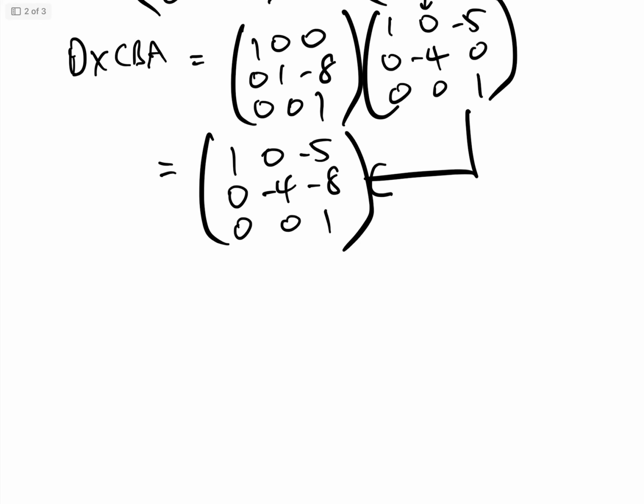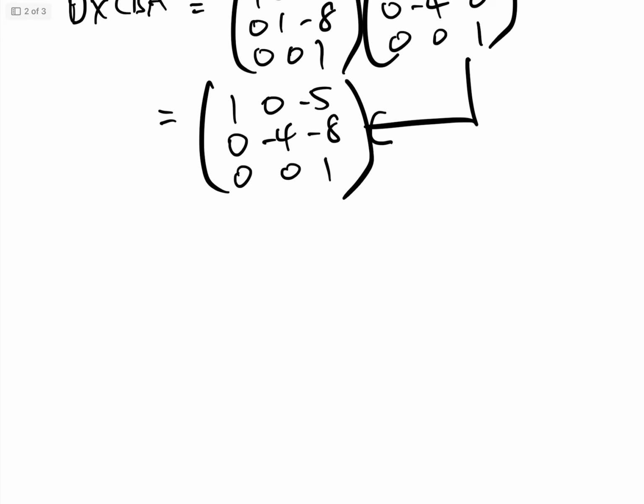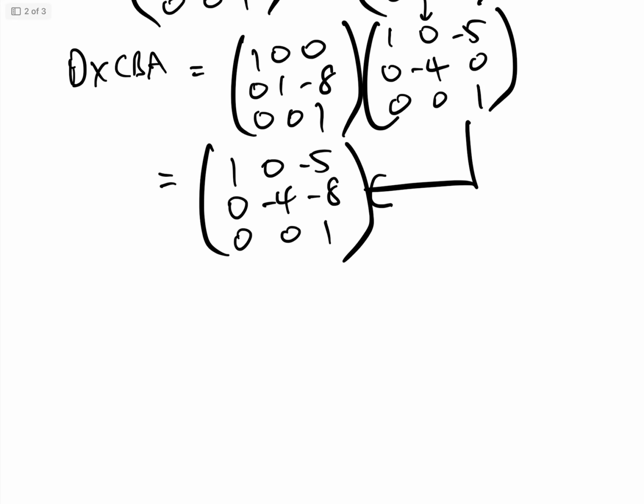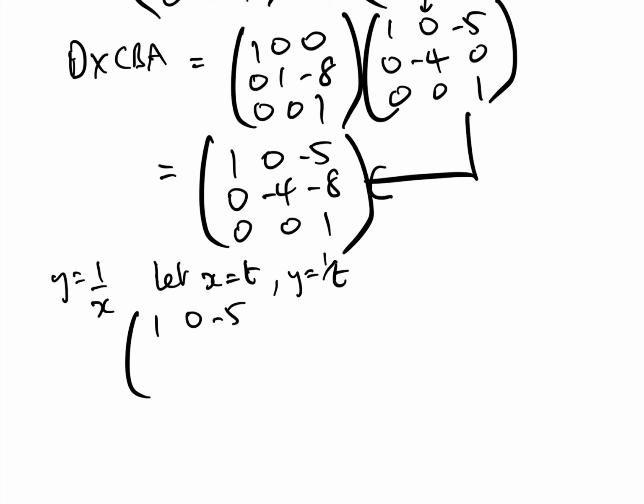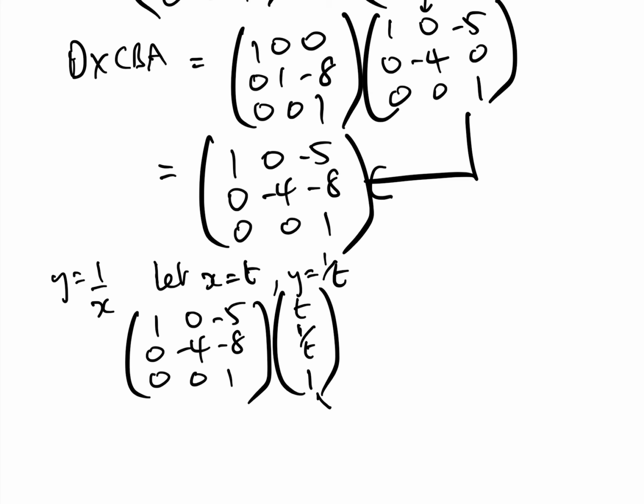Okay, now let's just check that, because we do need to prove it. First of all, let's prove it by putting in the parametric coordinates. So we have y equals 1 over x, so I let x equal t and y equal 1 over t, that's parametric coordinates, and let's apply that matrix 1, 0, minus 5, 0, minus 4, minus 8, 0, 0, 1 to the coordinates t, 1 over t, 1, and this 1 is basically just the dummy, which allows us to multiply translation matrices by other linear transformations.